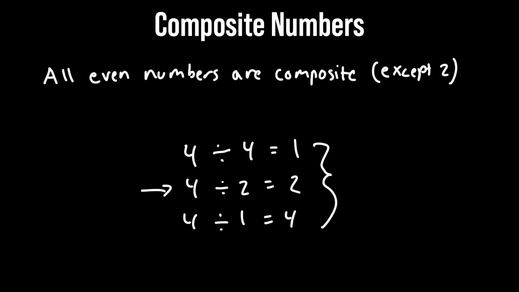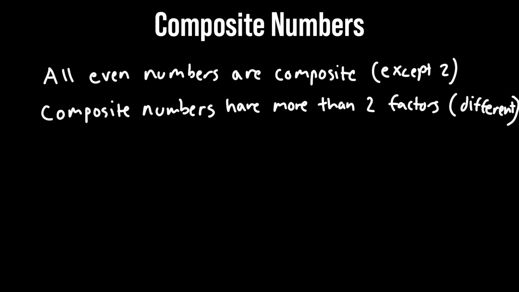And this goes into our second rule. The second rule is composite numbers have more than 2 factors. So as I explained earlier, all even numbers have at least 3 factors. So that's why all even numbers are composite.